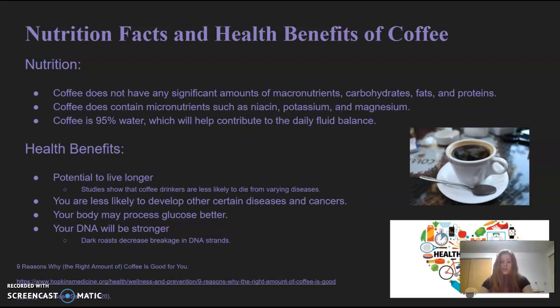There's a potential to live longer. Studies show that coffee drinkers are less likely to die from varying diseases. You're also less likely to develop certain diseases and cancer. Your body has the potential to process glucose better. And then your DNA has a chance to be stronger because dark roasts usually decrease the breakage of DNA strands.